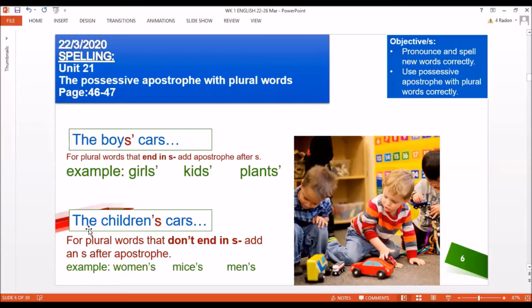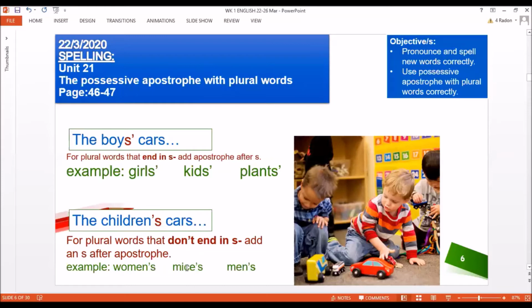Now here in this second example, we have apostrophe S because the plural form of the word does not end in S. So our rule is for plural words that do not end in S, add an S after apostrophe. Other examples are women's. Women is the plural form of the word woman. So we write women apostrophe S.